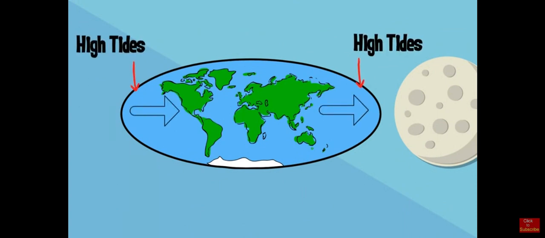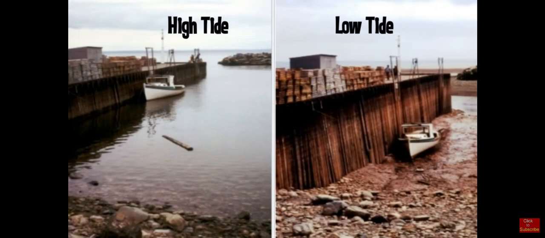Where the water doesn't bulge, it's low tide. In this picture, you can see the difference between high and low tide. That's a dramatic one. The moon's orbit around the Earth also causes tidal changes. Most places get 2 high tides and 2 low tides each day.